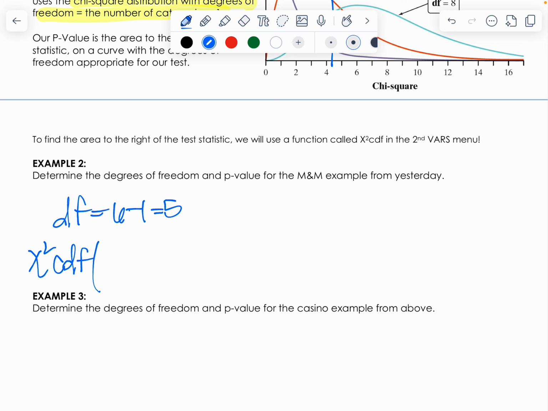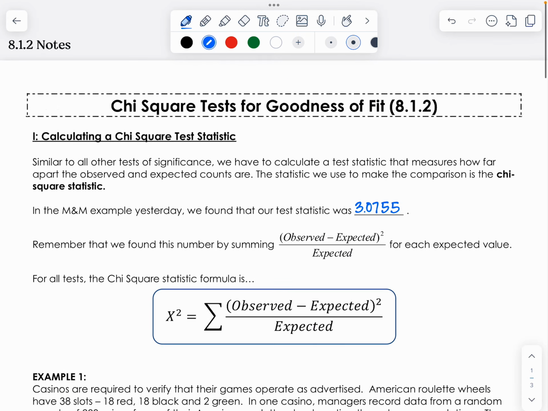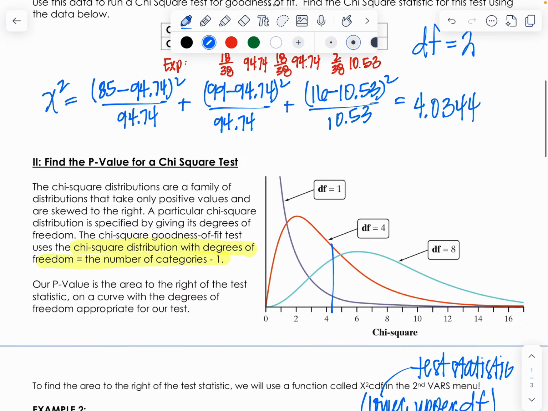Now if you hit chi-squared CDF in that second VARS menu, it is number 8. And it asks for a variety of things. It says lower, upper, and degrees of freedom. Okay, the lower would be your test statistic always. All right, which we noted up here at the top for us was 3.0755.